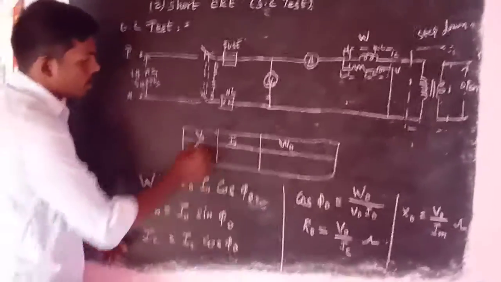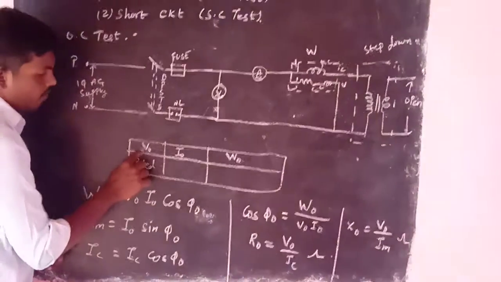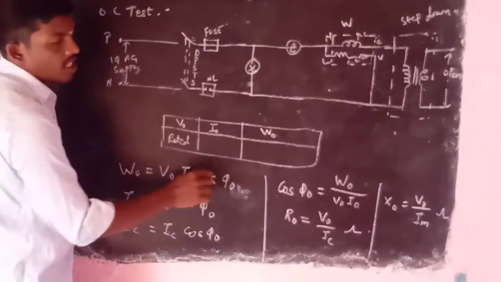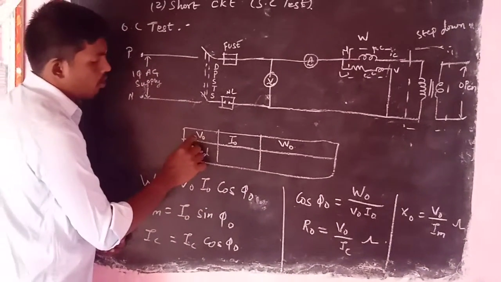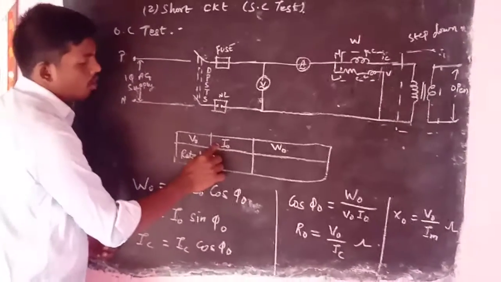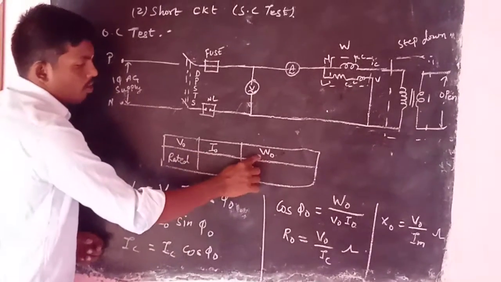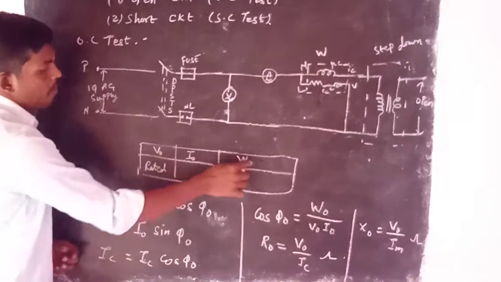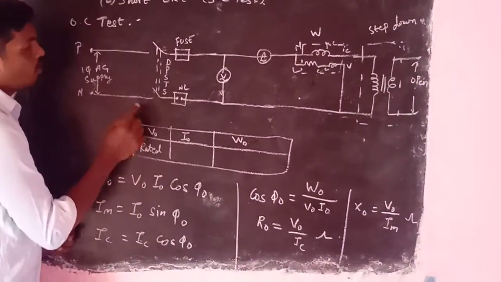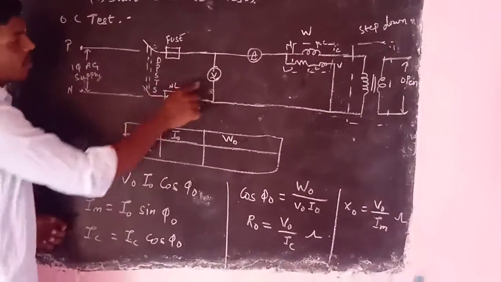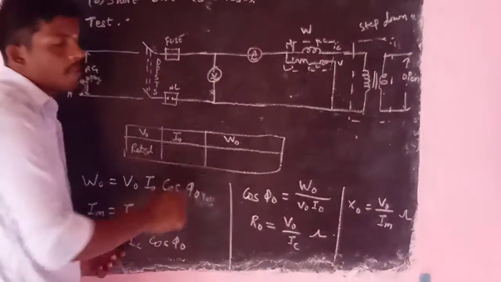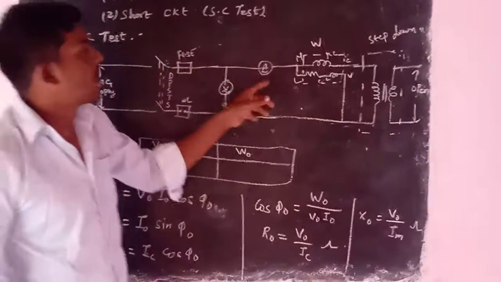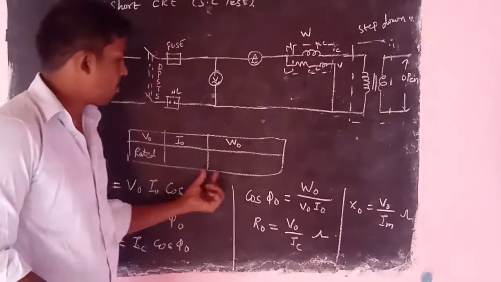First, you find out the general tabulation. V0 is the primary side no load voltage, I0 is the no load current, and W0 is the no load power. This is the voltmeter, the ammeter, and the wattmeter. First, you fix the rated voltage: for a single phase supply, 230 volts is fixed. At that time you note the voltmeter and wattmeter readings.